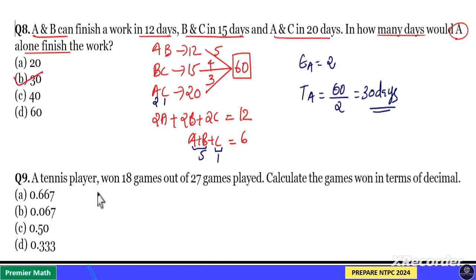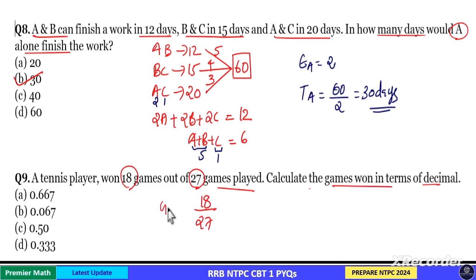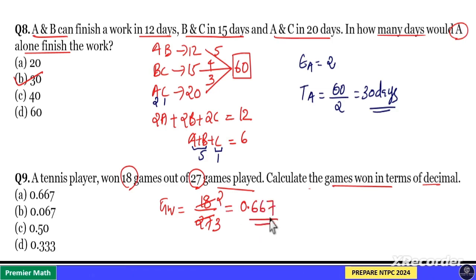A tennis player won 18 games out of 27 games played. Calculate the games won in terms of decimal. That is 18 out of 27. Games won is equal to 18 out of 27, which is equal to 9 goes 2 times in 18, 3 times in 27. 2 by 3 is equal to, 3 goes 6 times in 20, 6 times in 20. So this is equal to 0.667. After the decimal, 6 is repeated. So option A is your answer.